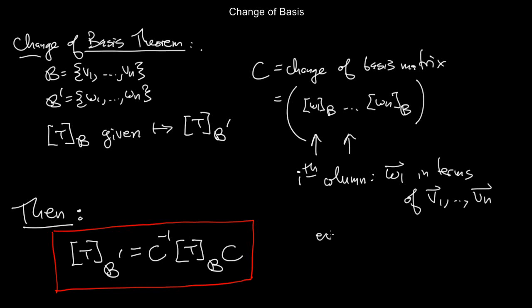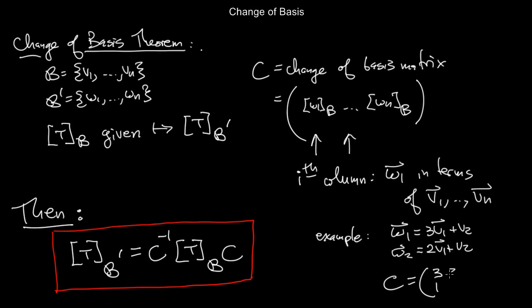So just to do an example of this C, in the one I just did, I had W1 equal to 3V1 plus V2, and W2 equal to 2V1 plus V2. So that said that C was equal to 3, 1, 2, 1.